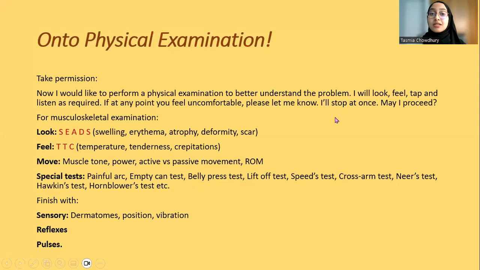Okay, so you're checking the understanding of the patient. And then this patient says, yes, okay. So, okay, then may I proceed? Yes, now you start. So for any musculoskeletal examination, you have to check the look, feel, move steps.